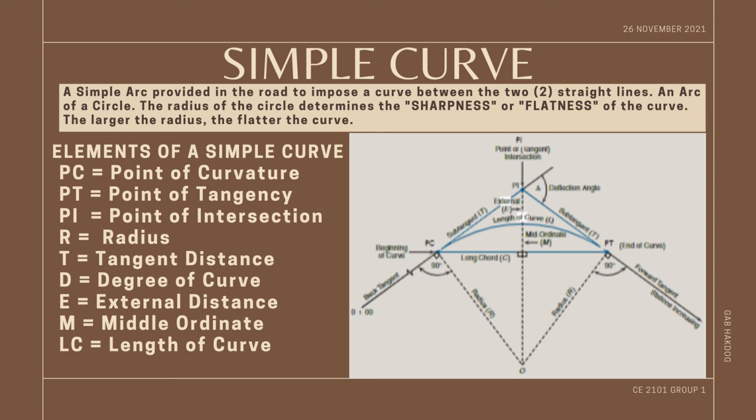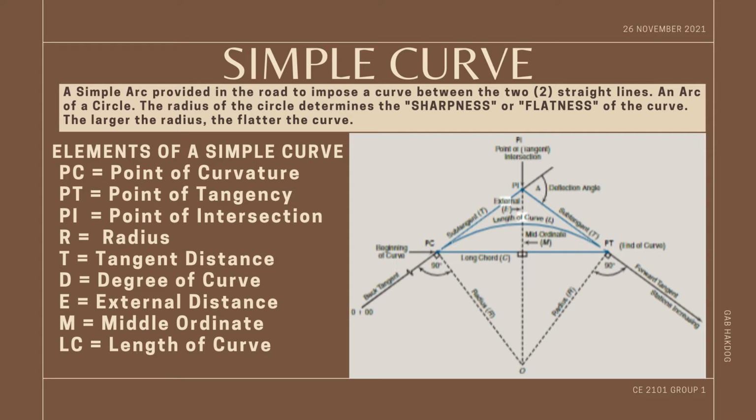So hello everyone. Now we have the first type of horizontal curve, which is the simple curve. A simple curve is an arc provided in the road to impose a curve between the two straight lines. It is an arc of a circle. The radius of the circle determines the sharpness or flatness of the curve. The larger the radius, the flatter the curve. Now you can see the figure of a simple curve and its components or elements.